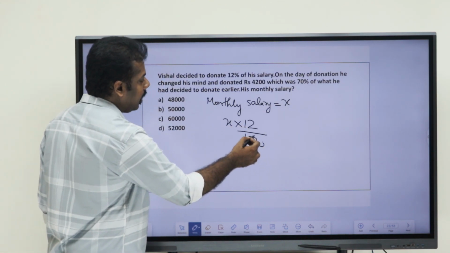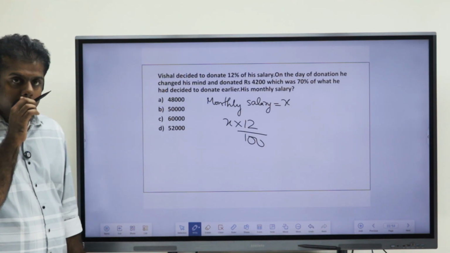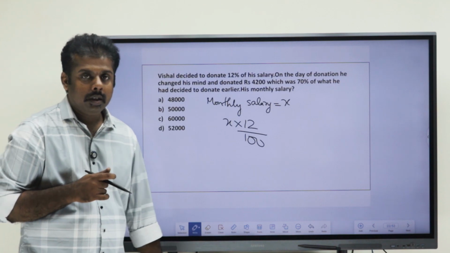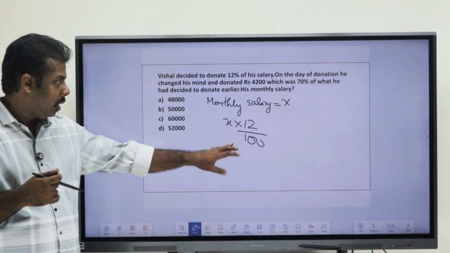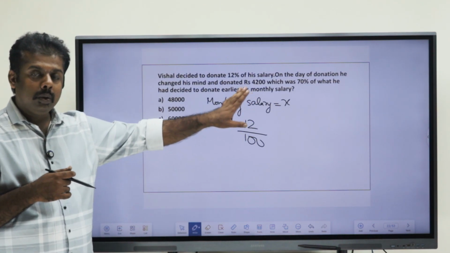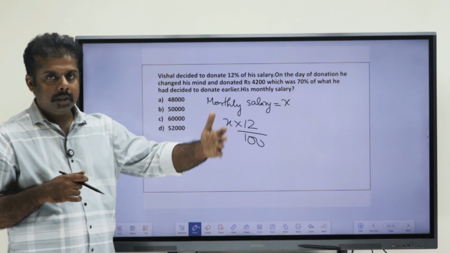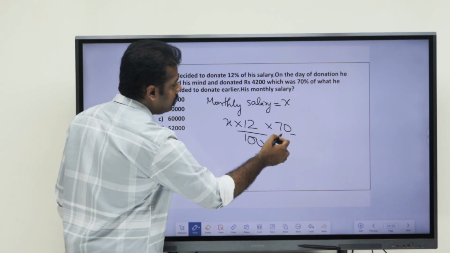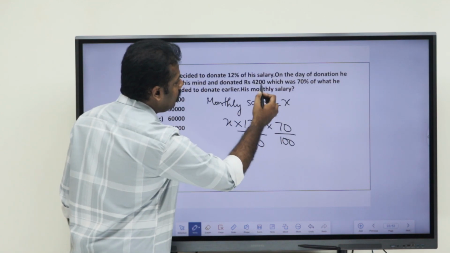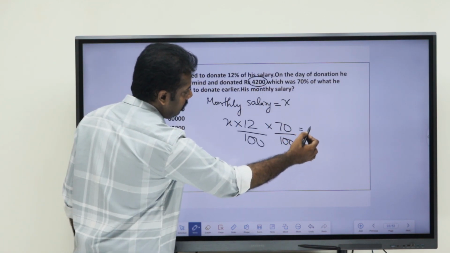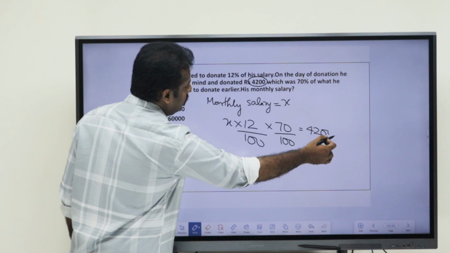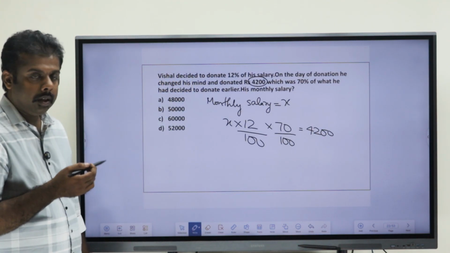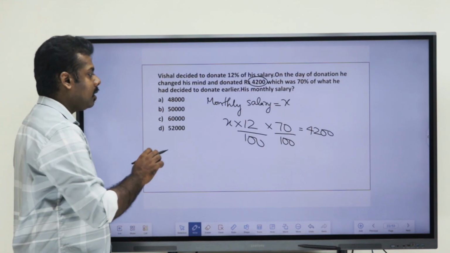So this is what he had decided, but in the end he gave only 70% of what he had decided to donate earlier. So what he had decided was x into 12 by 100, but he only gave 70% of that. 70% of that we can directly write as into 70 by 100. So that value they have given us is 4,200. Now we just need to find his monthly salary.